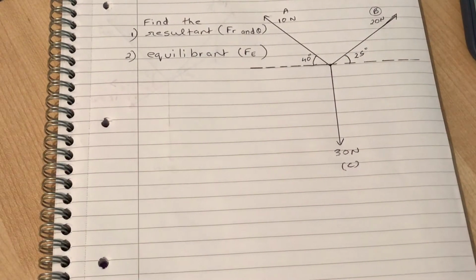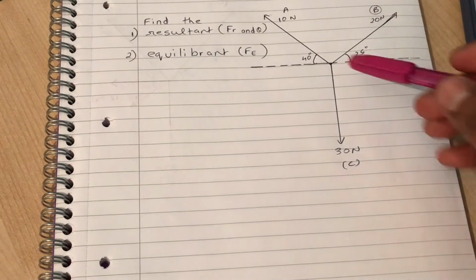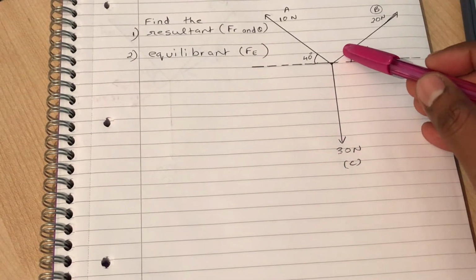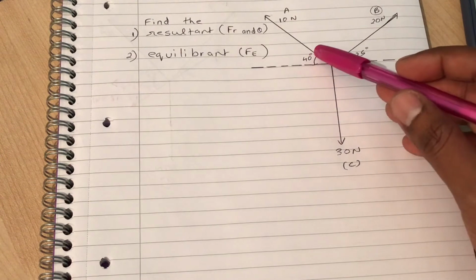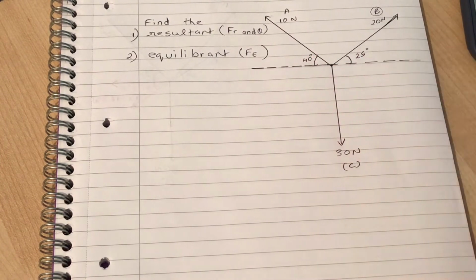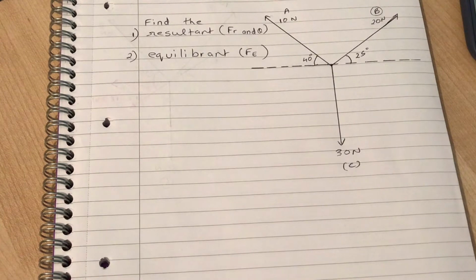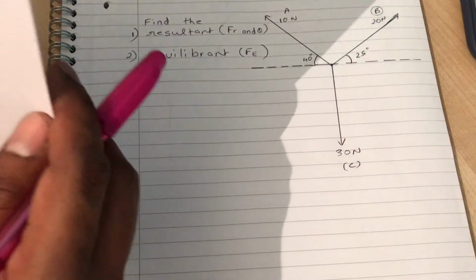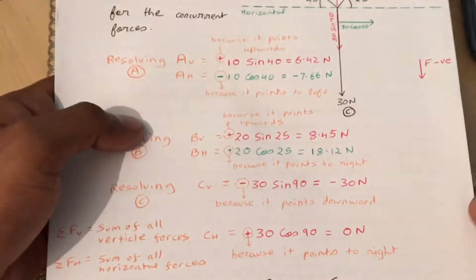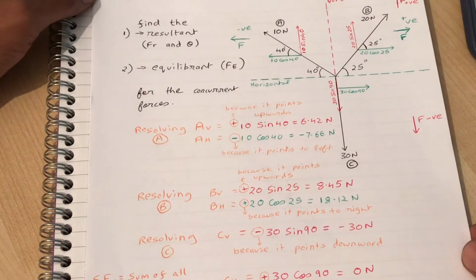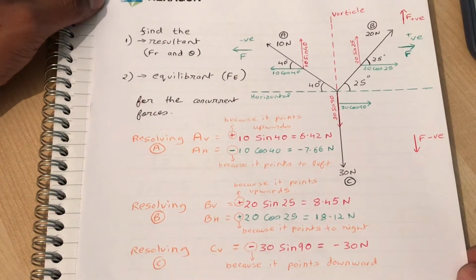Now looking at the information that you have been given here, the angle of inclination is 25 degrees, and that's 40 degrees over here. So how do you go about solving this problem? I have solved this problem for you, and I'm going to explain how such a problem can be solved. So let me place this here.